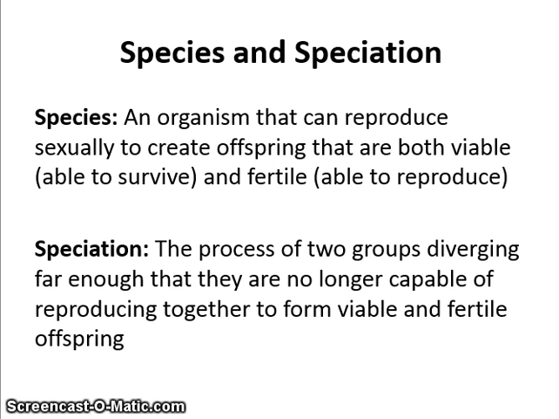Speciation is that specific process of two groups diverging, moving further and further apart, so that they actually can't reproduce together to form viable and fertile offspring. Now that can happen for a variety of reasons. It may happen because of geographic isolation.